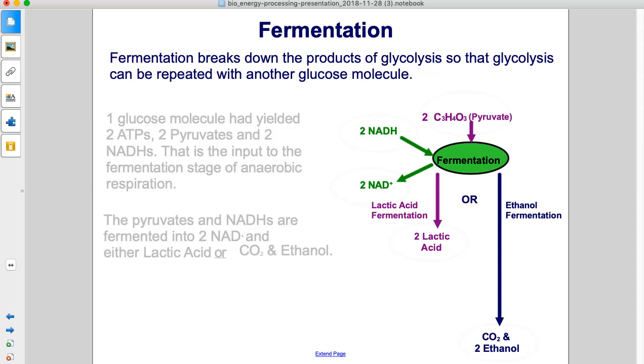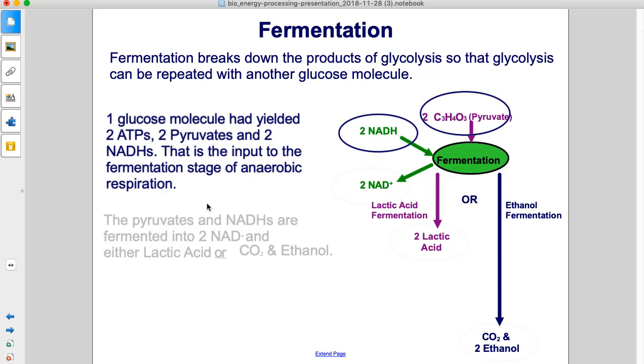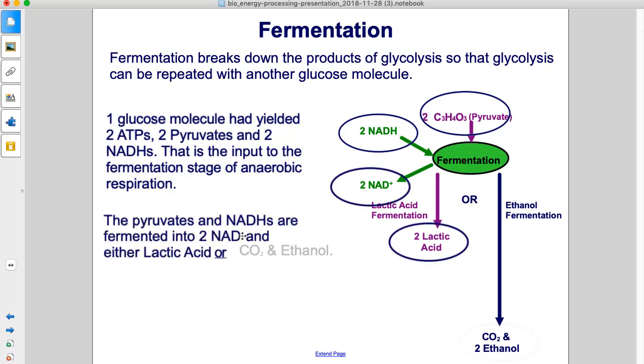Fermentation breaks down the products of glycolysis so that glycolysis can be repeated with another glucose molecule. So remember, one glucose molecule had yielded 2 ATPs, 2 pyruvates, and 2 NADHs. That's the input of the fermentation stage of anaerobic respiration. The pyruvates and NADHs are fermented into 2 NAD+ and either lactic acid or carbon dioxide and 2 ethanol.